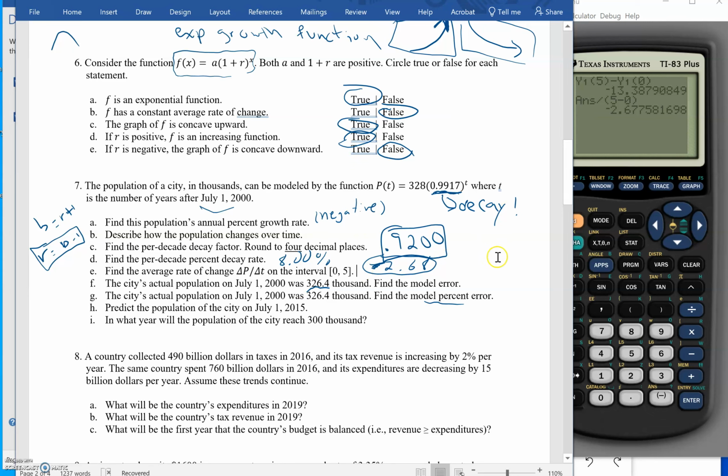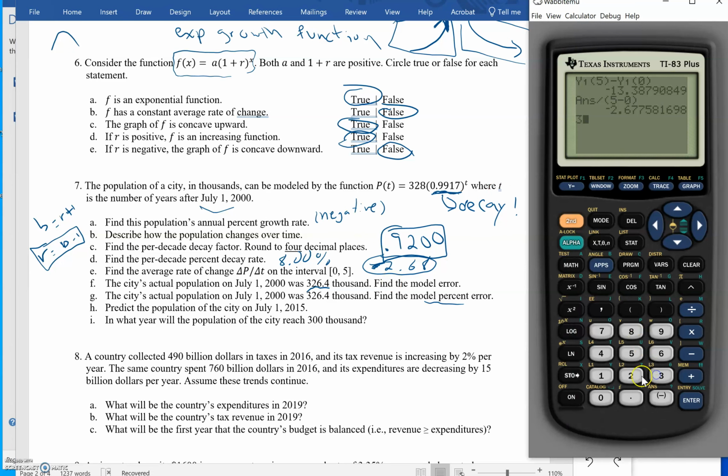So the model error is actual minus predicted. So this is the actual value, 326.4. And then the predicted value is going to be the value of the function at that time, which is... I think actually there might be a mistake in this problem. I'm going to pause the video and try to sort that out.